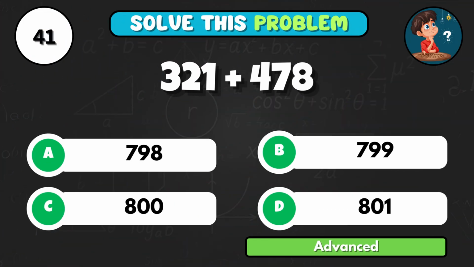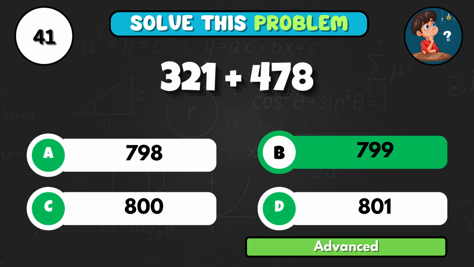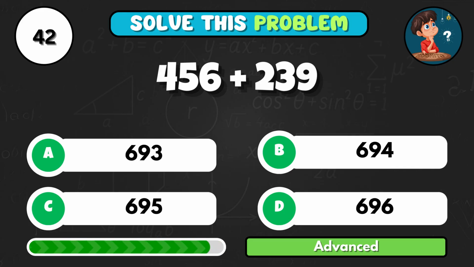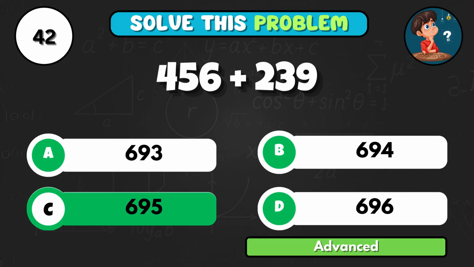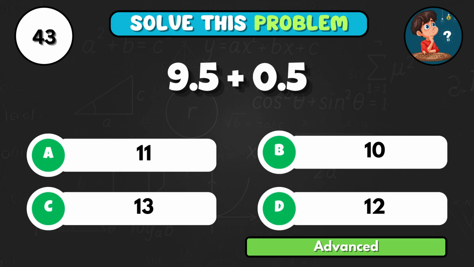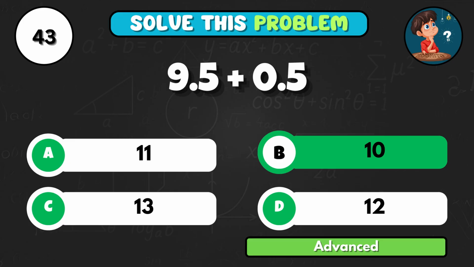321 with 478 gives... Option B is correct. You get 799. 456 plus 239 totals... Option C is right. That equals 695. 9.5 together with 0.5 makes... Option B is correct. That's 10.